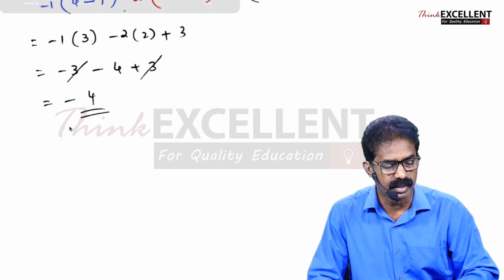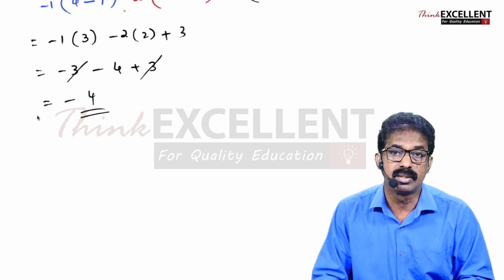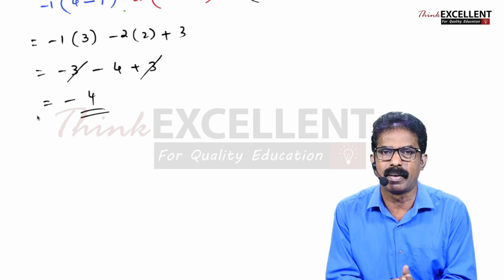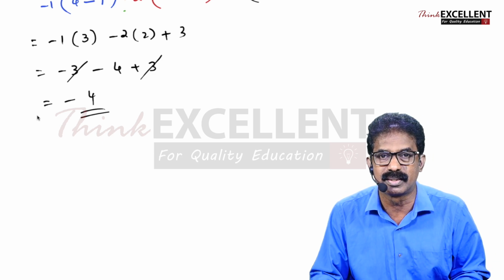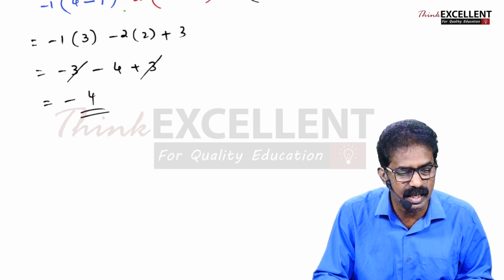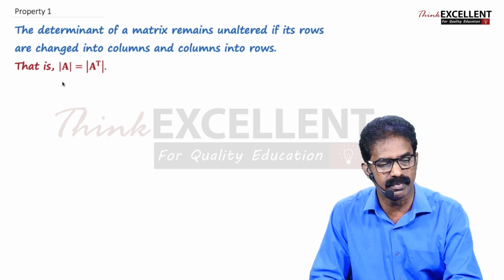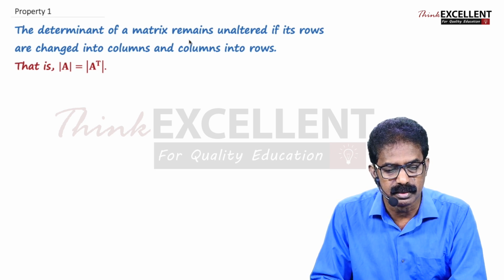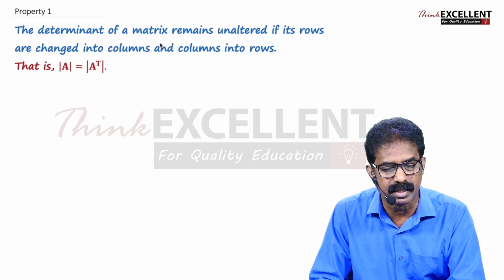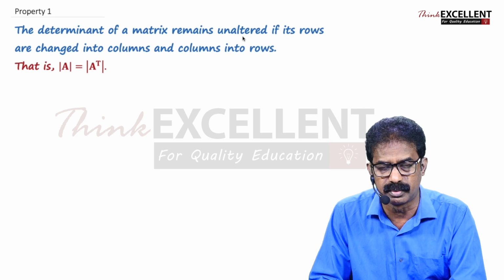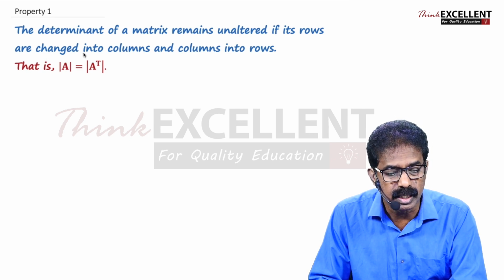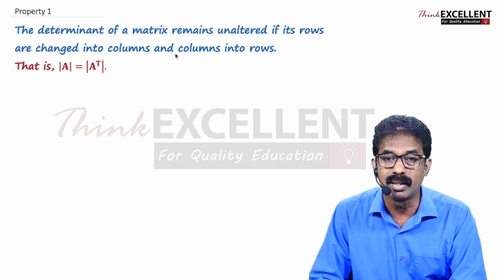Then you can simplify. Now, I am going to teach some of the properties of determinant. If you are thorough with the theory part, the concepts, then you can do the sums easily. Okay? Please listen very carefully. Try to understand the properties. Look at the first one. The determinant of a matrix remains unaltered. That is, it is not changed if its rows are changed into columns and columns into rows.